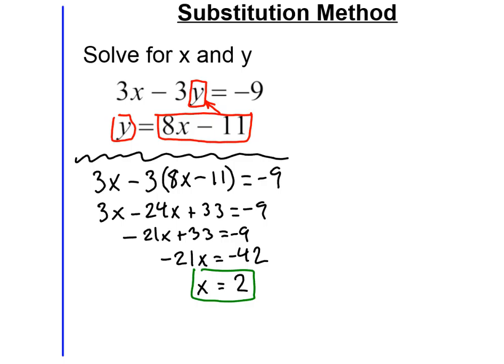The second half of my solution would be to take this x and plug it into the x of either the first equation or the second equation. I'm going to go ahead and plug it into the equation that starts with y equals. So there's the 2 plugged into the x next to the 8. 8 times 2 is 16, and 16 minus 11 is 5. So my answer to this problem is 2, 5.